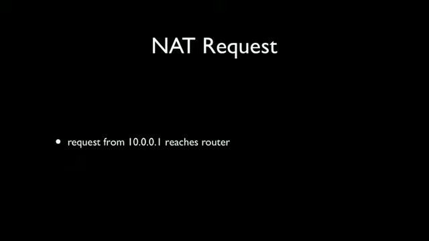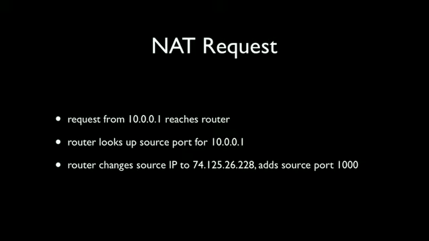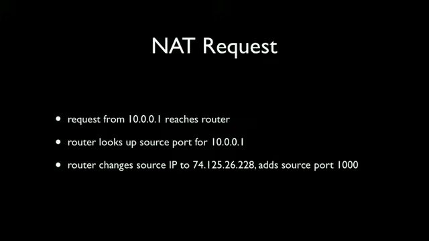So this is where the magic happens. After we look up this number, the router's actually going to change this request. So when I made this request, it said, I am coming from the IP 10.0.0.1, and I don't even know what a source port is, so whatever. Once it gets to the router, the router's going to say, OK, actually, this request is coming from my IP, which is public, which is 74.125.26.228. So the router is actually going to modify the request that I made from my computer. It's going to wipe out where it's coming from and replace it with this public IP that is simply the router's IP. And it's also going to tack on this source port. So now the request that was made from 10.0.0.1 is now made from 74.something with this additional identifier.